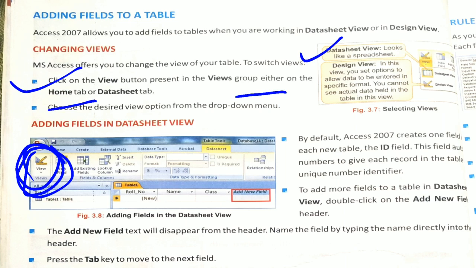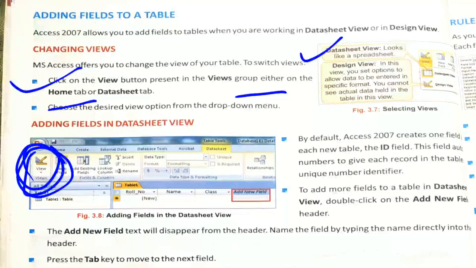The first view is datasheet view, which is similar to a spreadsheet, and the second view is design view. In this view, you set options to allow data to be entered in a specific format. You cannot see the actual data held in the table in this view. So in design view, you can specify the format and enter the data.